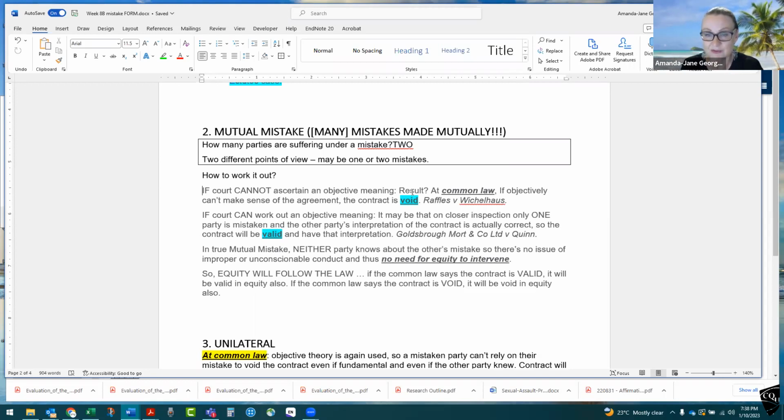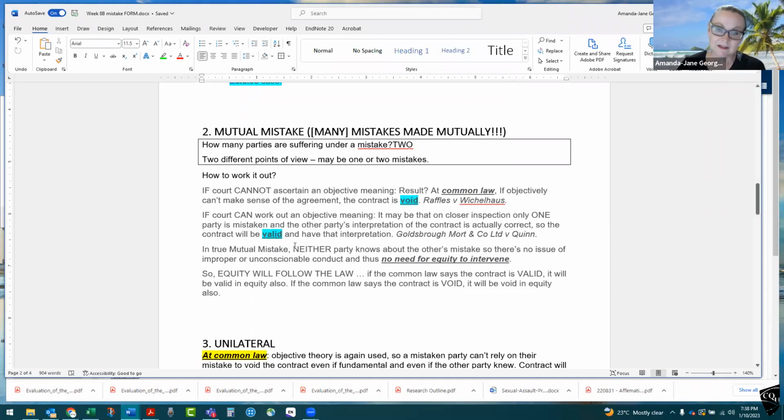Okay, in that circumstance, the court can't work out what, obviously one party is saying, oh, I meant October, and the other one saying, no, I meant December. On the face of the contract, the court can't work out what was meant, and so it's void. Okay. If the court can work out a meaning, it might mean that that particular meaning that the court finds aligns with what one of the parties thought. Now, if that's the case, it's just one other party that's mistaken, isn't it? One party's view was reasonable, one party's view was not. Okay.